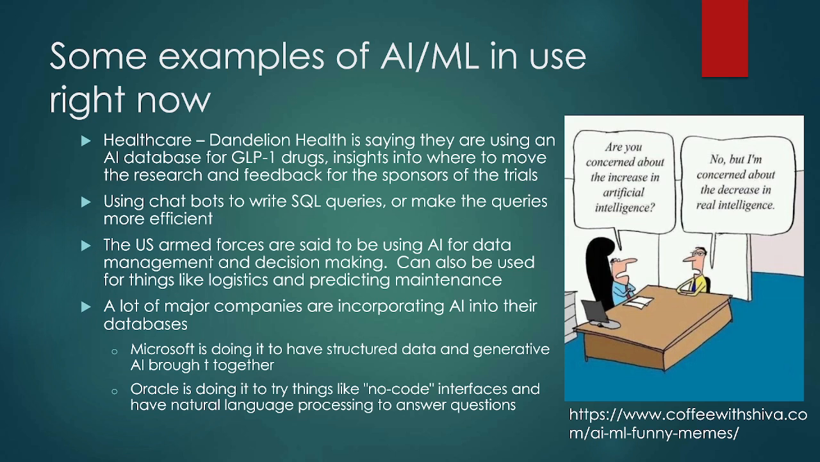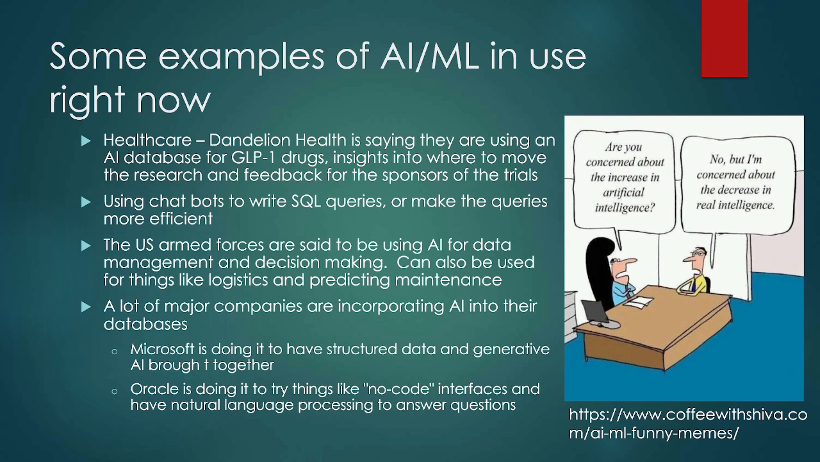AI and ML are actually in use in databases right now. An example in the news is something called Dandelion Health, which is actually using an AI database for GLP-1 drugs, where they're looking at where to move the research funding and feedback for the sponsors of the trials.